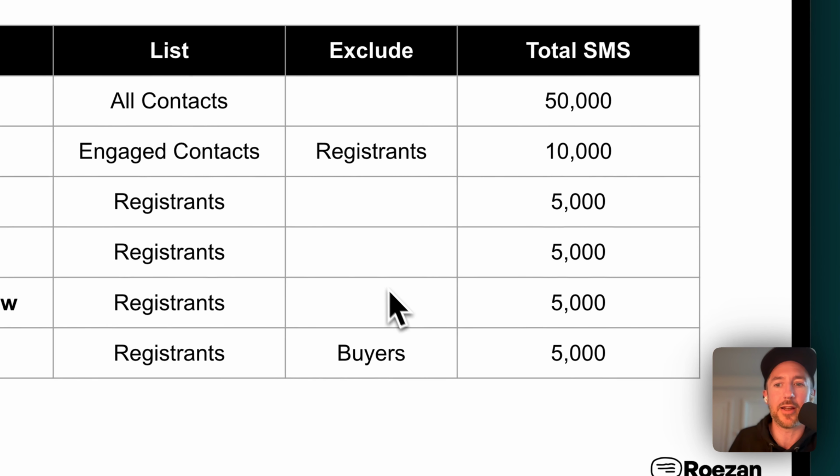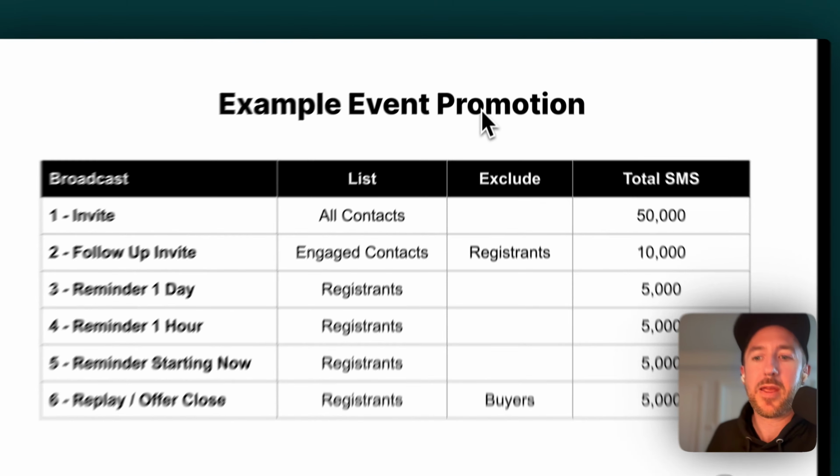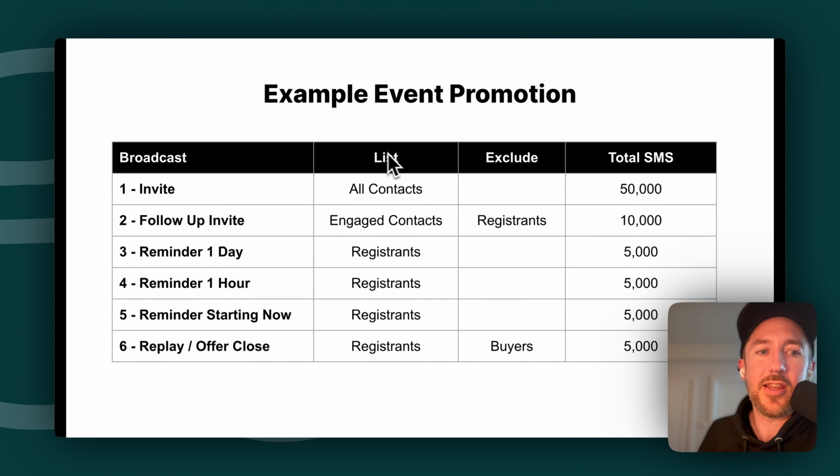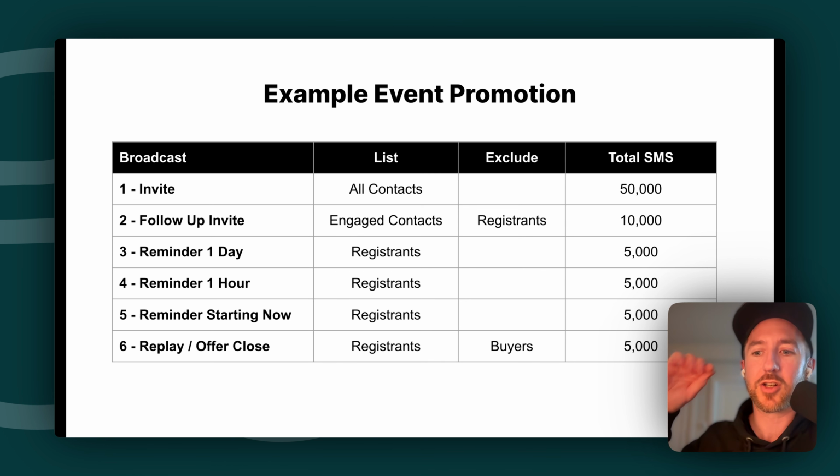What does my promotion look like? All right, so here's kind of what we have. So this is an example event promotion, and what you can see in this is that we're going to have a series of messages that go up leading to the event and even after the event. And instead of sending each one of these messages to the entire list, what we're going to do is send them at increasing frequency to a smaller, more engaged list.